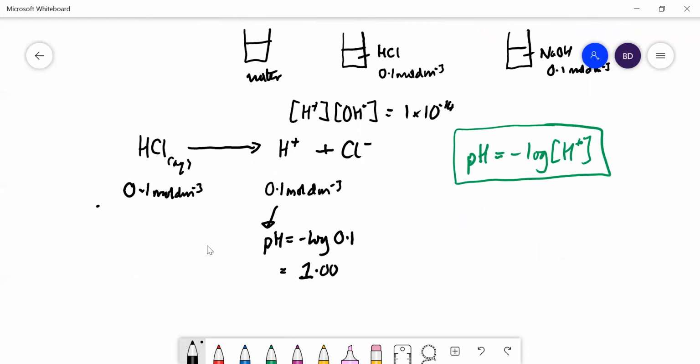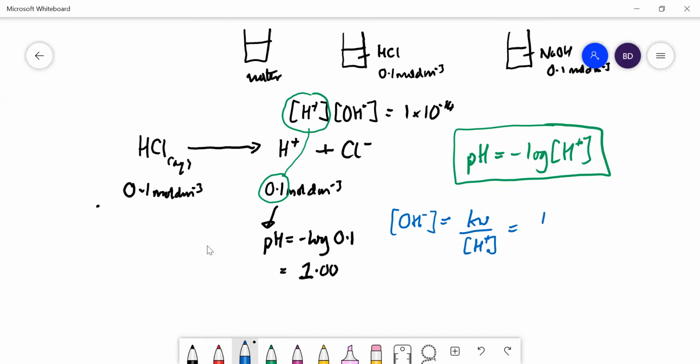But what else can we say? We know that because the hydrogen ion concentration is 0.1, and that multiplied by the OH minus concentration is equal to 1 times 10 to the minus 14, let's work out the OH minus concentration in that solution of acid. OH minus concentration is equal to Kw over the H plus concentration. That's equal to 1 times 10 to the minus 14 divided by 0.1, which is equal to 1 times 10 to the minus 13 moles per decimeter cubed.